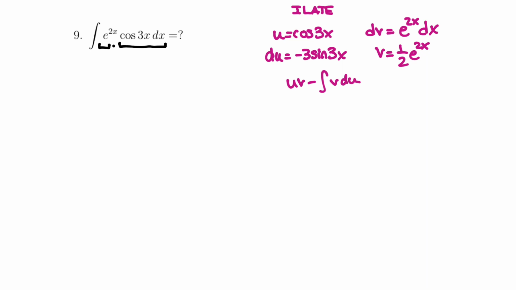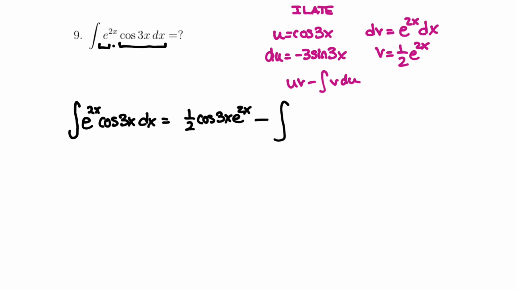We're going to apply the formula, uv minus the integral of v du. I'm not going to put it in the table, because it's going to create an infinite cyclical pattern. I'm never going to get a derivative down to 0, so I'll stick with what I have here. I want to write down what I start with, which is the integral of e to the 2x cosine of 3x, and that is equal to uv, 1/2 cosine 3x e to the 2x, minus the integral of v du, which is negative 3/2 e to the 2x sine of 3x.